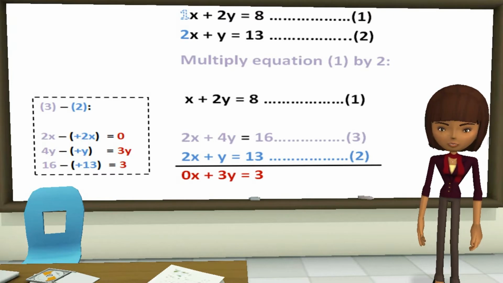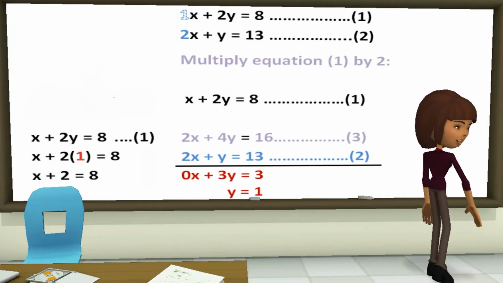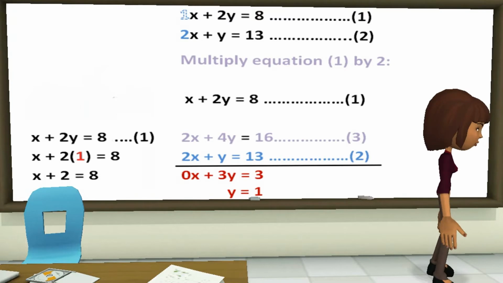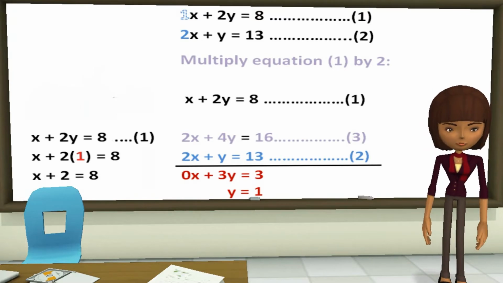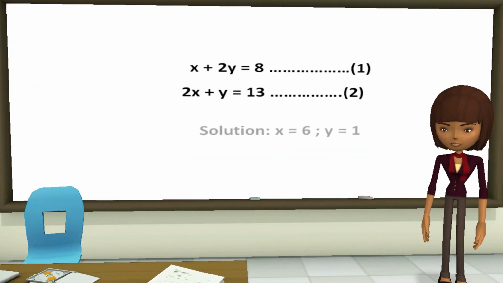The subtraction of these equations leaves us with y equals 1. And we can now substitute this value for y into either of the original equations to find the value of x. The solution to these simultaneous equations is therefore x equals 6 and y equals 1.